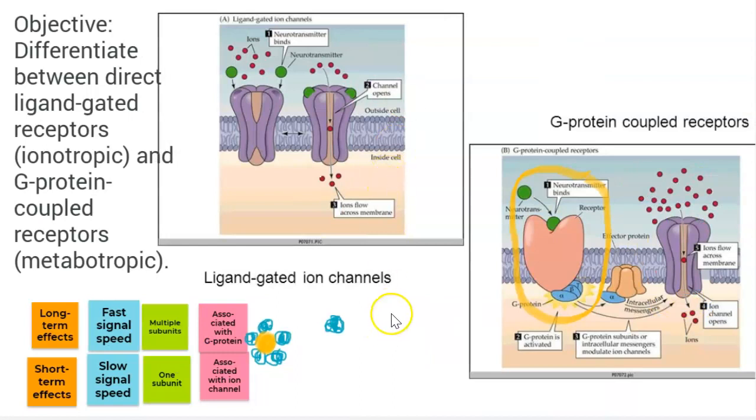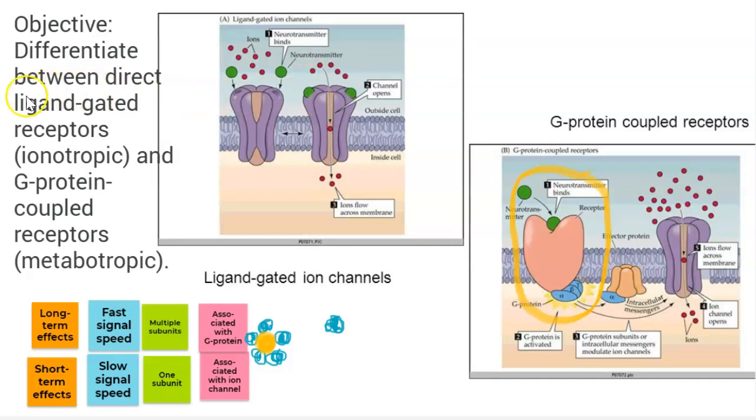So when we are talking about ligand-gated ion channels, we are talking about channels that are opened and closed based on the binding of receptors. When we talked about the voltage-gated channels, we were talking about channels that were opening and closing based on hyperpolarization or depolarization of the membrane. So a charge-based opening and closing versus a neurotransmitter or ligand-based opening and closing.